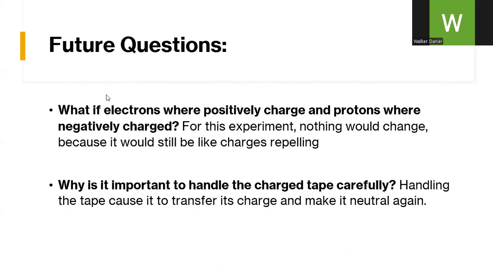Here are some future questions. What if the electrons were positively charged and protons were negatively charged? For this experiment, nothing would really change because it would still be like charges repelling. And then finally, why is it important to handle the tape carefully? As I mentioned earlier, if we handle the tape too much, it could possibly transfer the charge and make it neutral again.